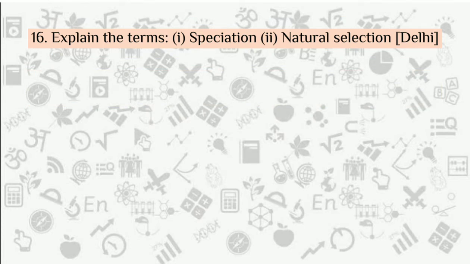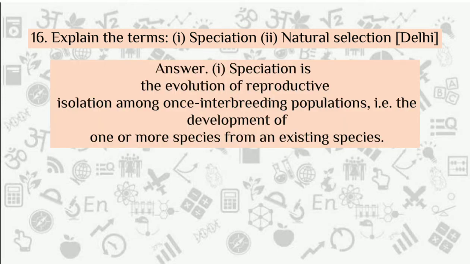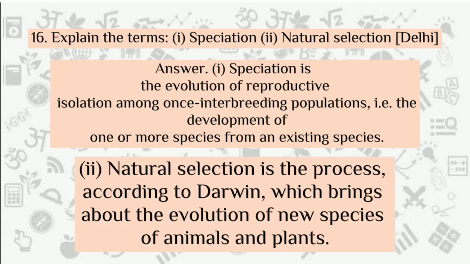16. Explain the terms speciation and natural selection. Answer. Speciation is the evolution of reproductive isolation among once interbreeding populations, that is, the development of one or more species from an existing species. Natural selection is the process, according to Darwin, which brings about the evolution of new species of animals and plants.